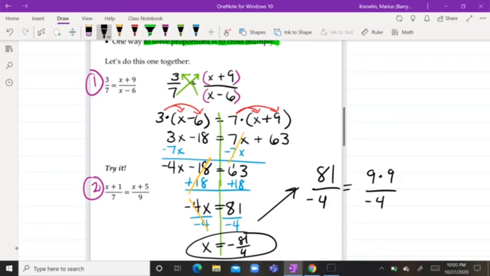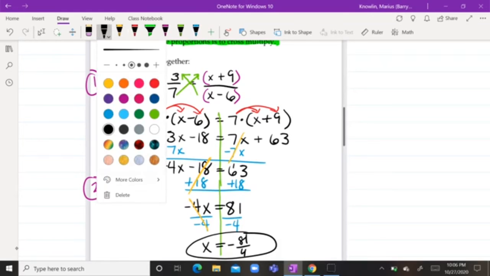Final answer. And if we were ever unsure, we could just go back and double check our work. So let's check our work real quick. We cross multiplied. Once we cross multiplied, we had 3 times x minus 6 and 7 times x plus 9. We distributed properly, 3x and negative 18. That's 7x and positive 63. Then we subtracted 7x and then we added 18. Divided by negative 4. Everything seems to be correct, so that's number 1.